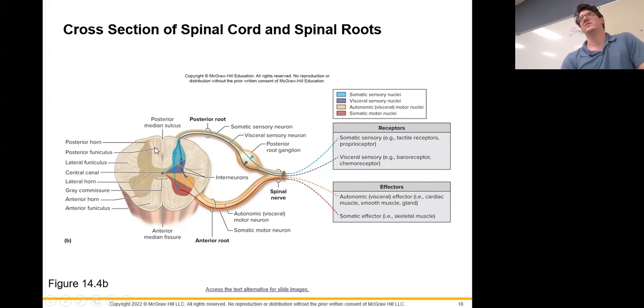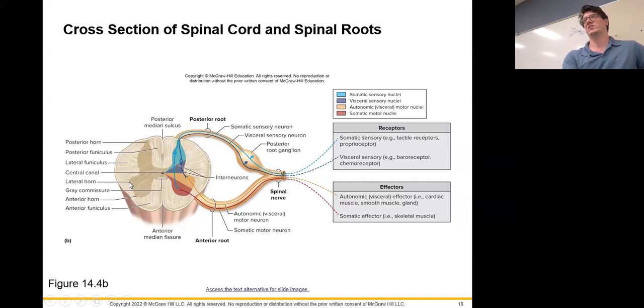The anterior horn, so if this is posterior, this has to be anterior. The anterior horn is going to contain the cell bodies for our somatic motor neurons. Somatic meaning that it's going to muscles, actual skeletal muscles, so muscles that we can control. So if you are sending out a signal to something that you can control, that signal is going to start kind of here, or at least get sent out through the spinal nerve starting here.